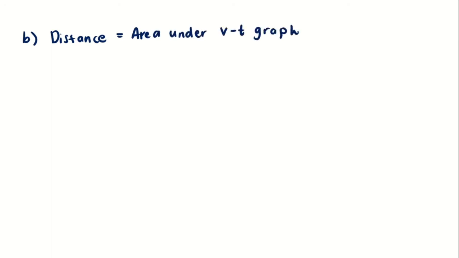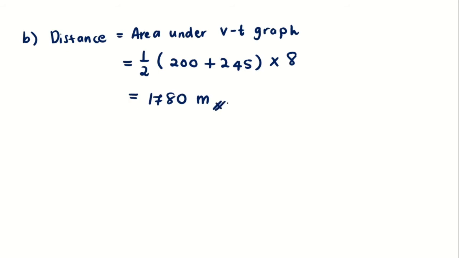Let's proceed with question B, where it asks to find the distance traveled by the train. So distance traveled is the area under the V versus T graph. The shape of the graph is a trapezium. So we get 1 over 2 times (200 plus 245) times 8. So the distance traveled will be 1780 meters.